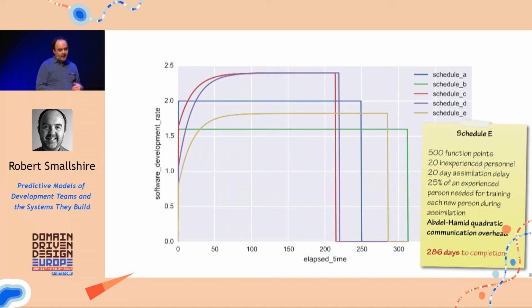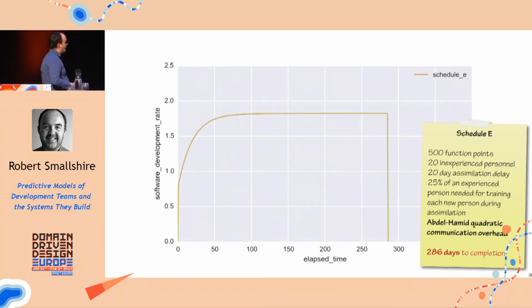And you can see that as we add in communication overhead, we're onto this lower curve here, the grayish, greenish curve, E there. You'll see that the completion time was extended quite significantly out to 286 days to completion. Okay, so the model's getting more interesting now. But we're not quite at the point of dealing with Brooks' law.